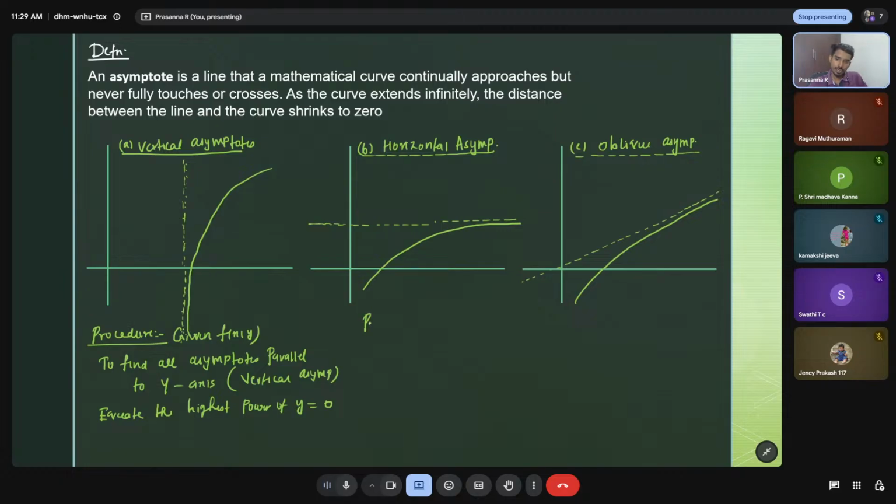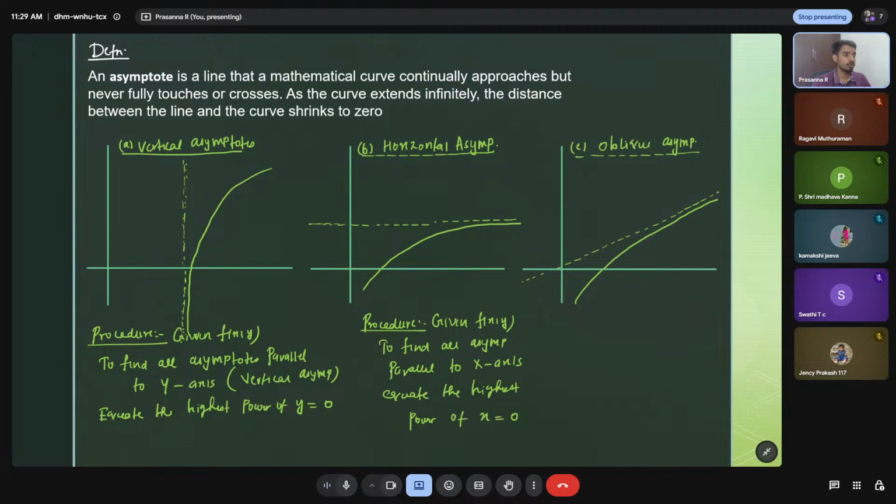Now to find all horizontal asymptotes, given a function of x comma y, to find all asymptotes parallel to the x-axis, that is you are finding all horizontal asymptotes, right? Equate the highest power of x to be equal to 0. So it is very easy to find vertical asymptotes and horizontal asymptotes.